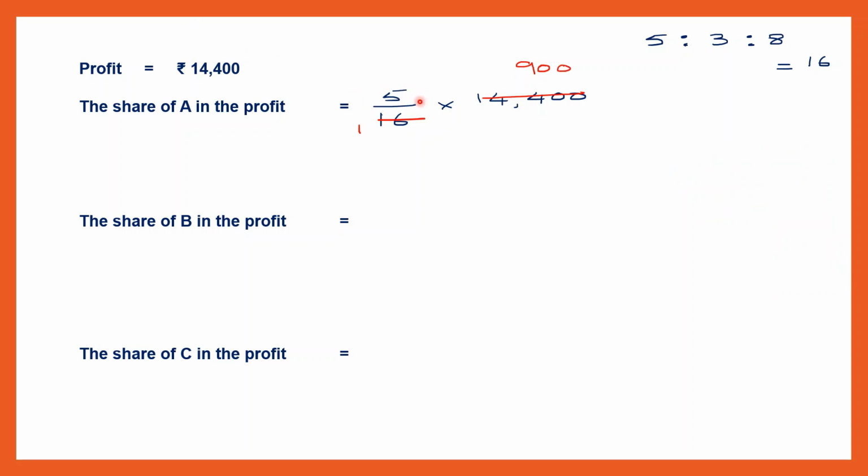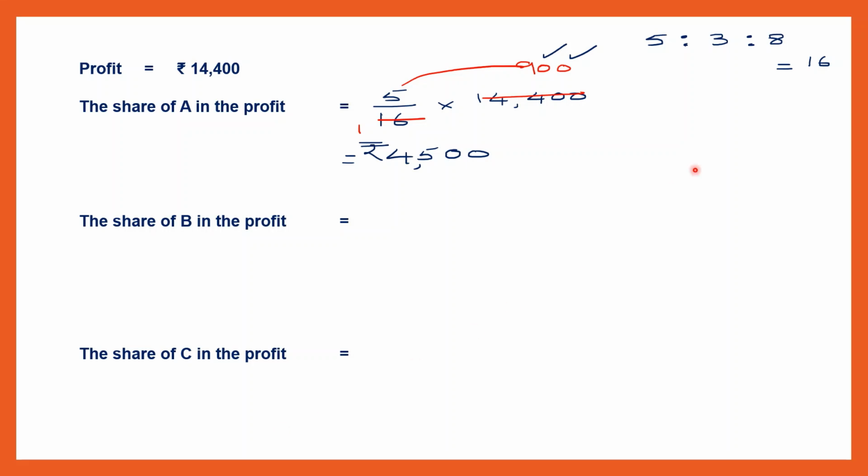Now let's multiply the numerators. 5 into 900. We can multiply 5 into 9. 5 nines are 45 and then put the two zeros of 900. So we've got the amount. This is 4,500. So rupees 4,500 is what the first person gets. Now the same way we have to do for the second and the third person, B and C.